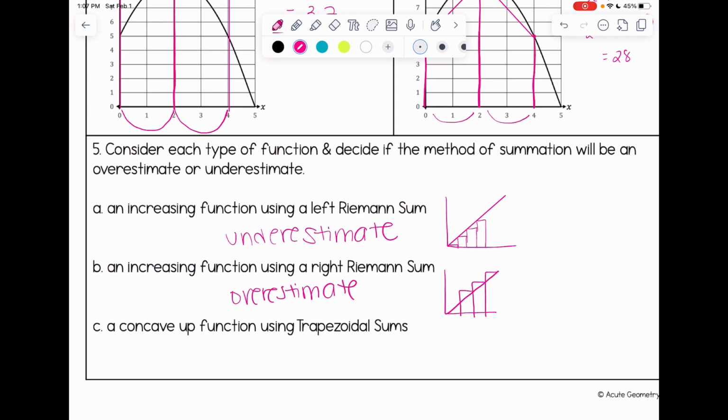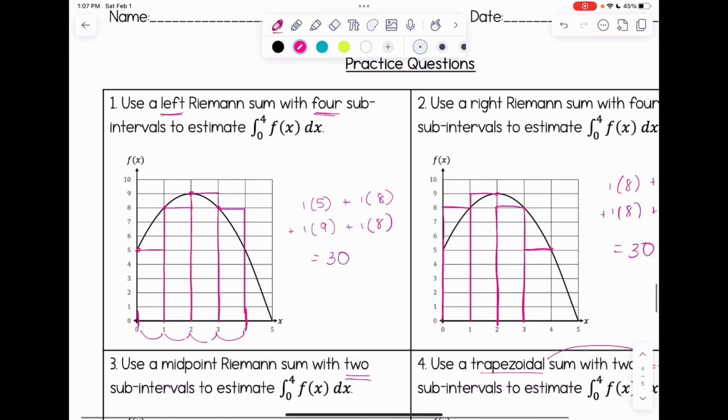If we take a look, if we find where a function was increasing and we used a left Riemann sum. So if I look at number 1, here's where the function is increasing. The rectangles are below the curve, so that would be underestimate. Whereas if I look for where it's increasing and it's a right Riemann sum, look over at number 2, the rectangles are above the curve, therefore overestimate.